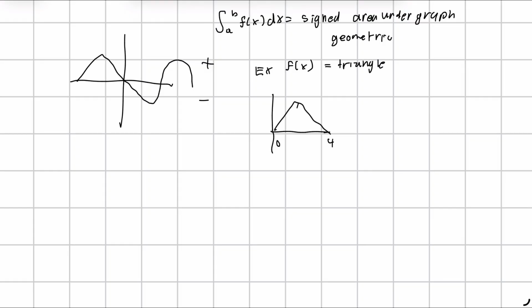So the height is going to be equal to 6. So we can just do area is equal to 1/2 base times height, which is 1/2 times 4 times 6, which is 12, and we're above the x-axis, so it's going to be positive 12.